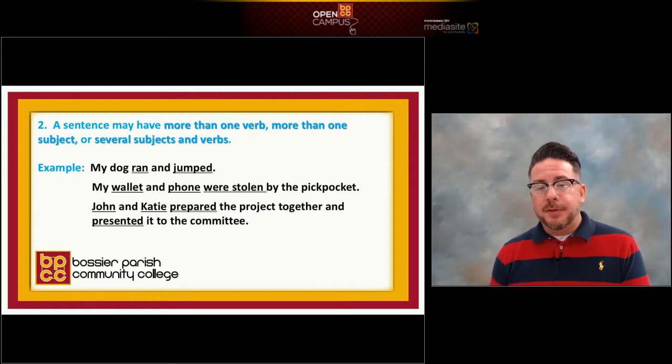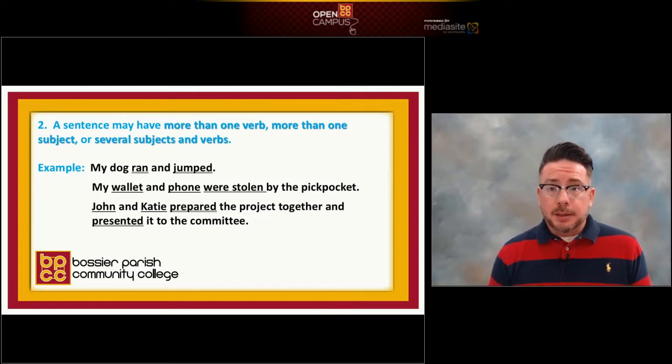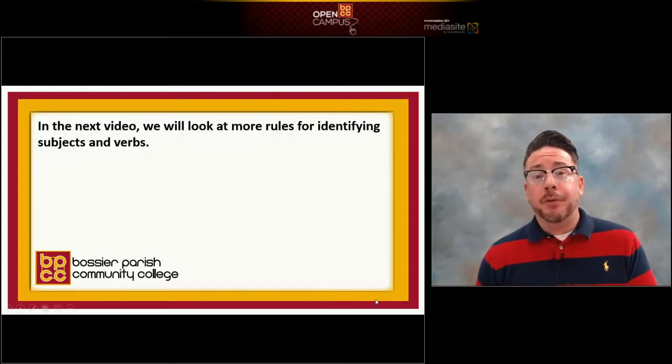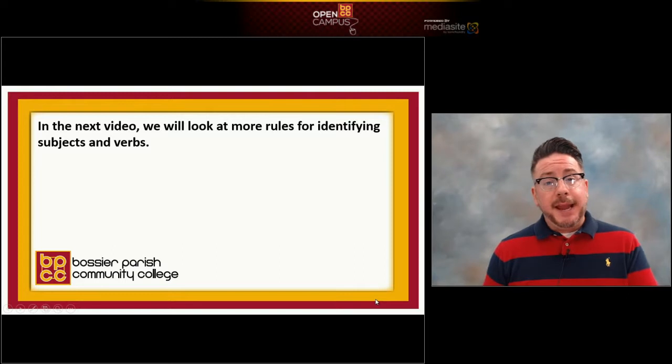My wallet and phone were stolen by the pickpocket. So I've got 2 subjects here, the wallet and the phone, because the sentence is about both. And the verb here is they were stolen. John and Katie prepared for the project together and presented it to the committee. Here's an example where we have more than one subject and more than one verb. We have John and Katie.